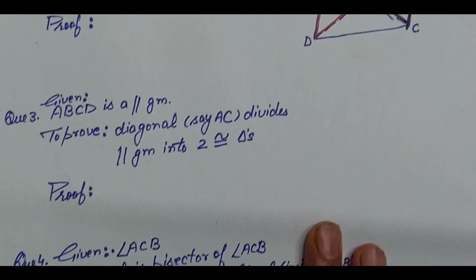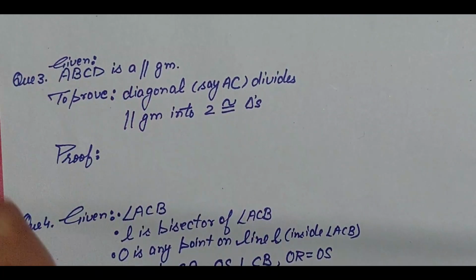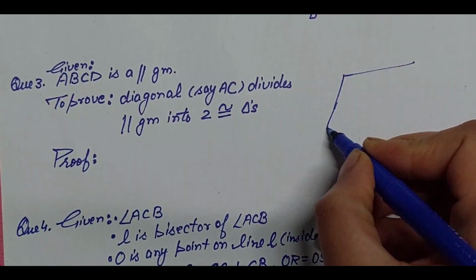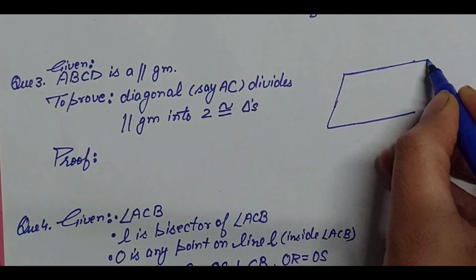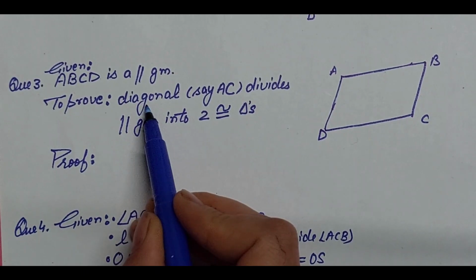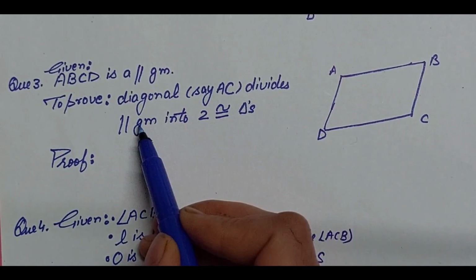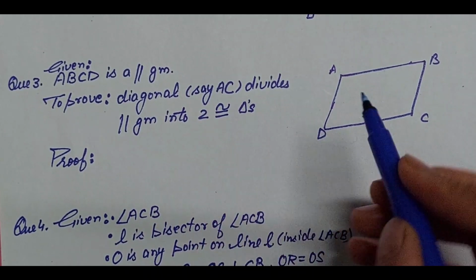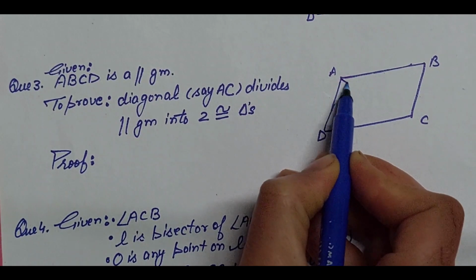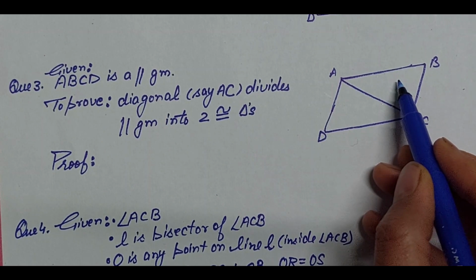Now let's see the third question. Here we were given a parallelogram ABCD. So let's make a parallelogram ABCD. So this is a parallelogram ABCD. And we have to prove that a diagonal, say AC, means any of the diagonals we can take, divides the parallelogram into two congruent triangles. So each diagonal, this one and that also, but here we have to prove it for one. Let's say diagonal AC. So we have to prove this divides the parallelogram into two congruent triangles.